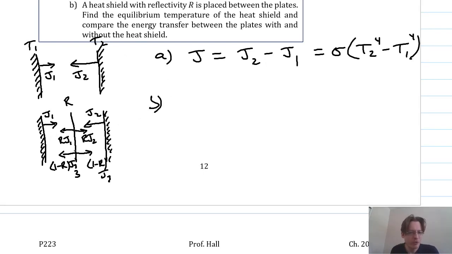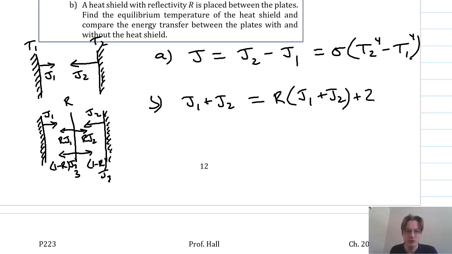Okay, so to figure out the temperature of the shield, like before, I set in equals out. Whatever's coming in towards the shield, I set equal to what's coming out of it. So what's coming in is J1 plus J2. What's coming out of it is RJ1 and RJ2, that's R times J1 plus J2. And also there are two emissions, equal ones from both sides. That gives me an extra piece, 2 times 1 minus R times J3.